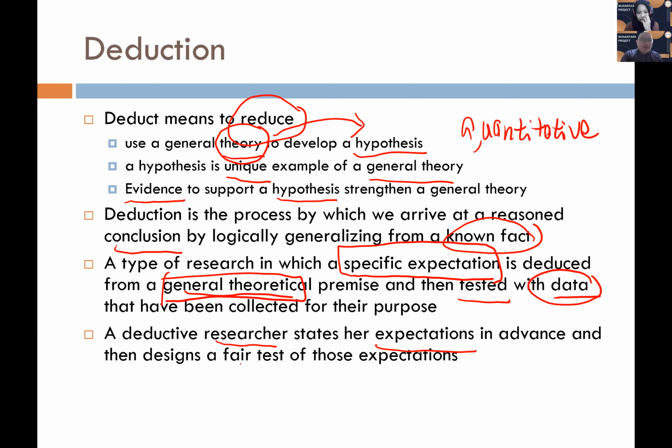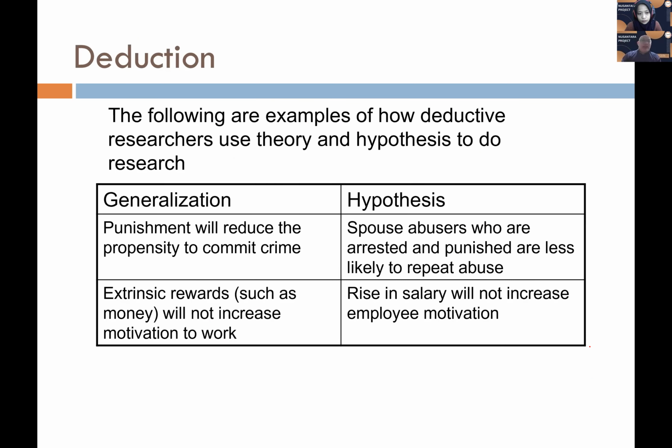A deductive researcher states his or her expectation in advance. Then after that, you design a test to test it. The expectation here, we can understand as hypothesis. So basically, we will state our hypothesis earlier. It can be based on theory, or on the literature that we review. After we have set up the hypothesis, we will collect data and run analysis to test whether it supports our earlier expectation, which we call the hypothesis, or whether it actually goes against it. That is called deduction. So basically, deduction is when you take the generalizations of a theory and make it into a specific hypothesis.